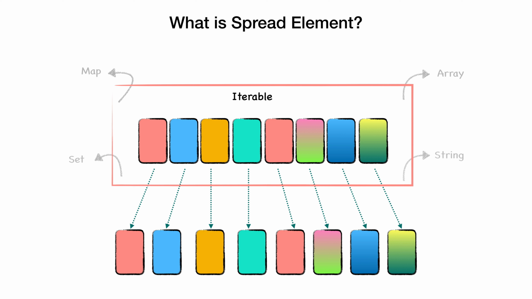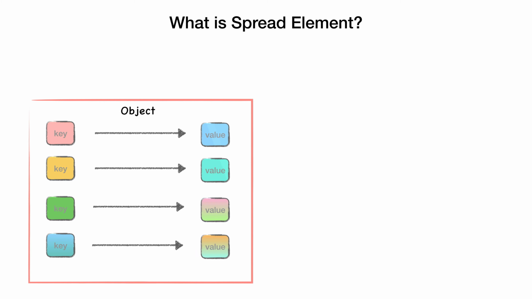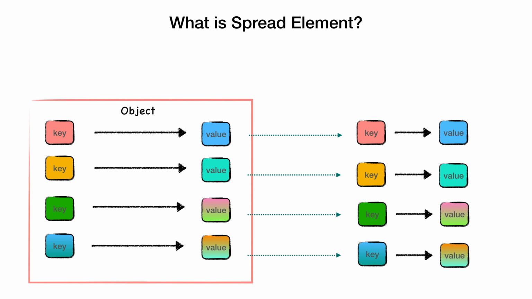Now, iterable could be the built-in ones provided by JavaScript such as array, string, map, and set. But spread element also allows expansion of key-value pairs from an object expression. It could be used wherever key-value pairs are expected. There is an important difference here. Objects in JavaScript are not iterable, which means as opposed to built-in iterables, objects do not implement iterator method. Spread properties were introduced to object literals in ES6.